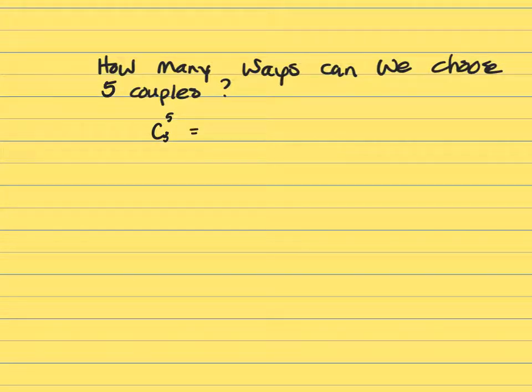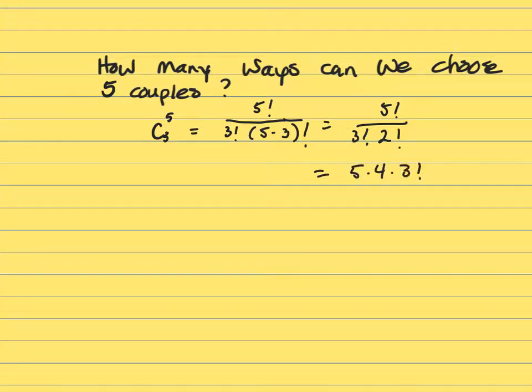So that's going to be 5 factorial over 3 factorial times (5 minus 3) factorial. And that's 5 factorial over 3 factorial times 2 factorial. And that's 5 times 4 times 3 factorial over 3 factorial times 2, because 2 factorial is 2 times 1. The 3 factorials cancel, and 2 goes into 4 twice, so that is 10. So there are 10 ways to choose those 3 couples.